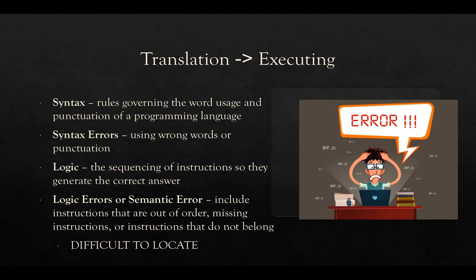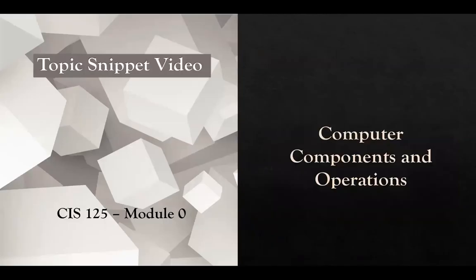Logic errors or semantic errors include instructions that are out of sequence. They could be missing instructions, or the errors could be because the instructions are not part of the procedure. In other words, you're using an otherwise correct statement that doesn't make sense in the current context. Now, be aware, logical errors are much more difficult to locate than syntax errors. Now that ends this topic snippet video on computer components and operations.